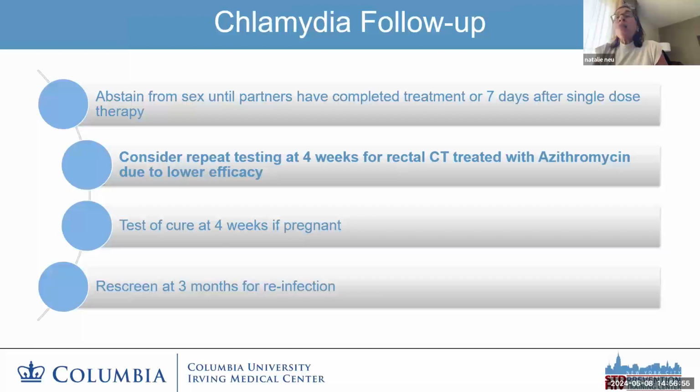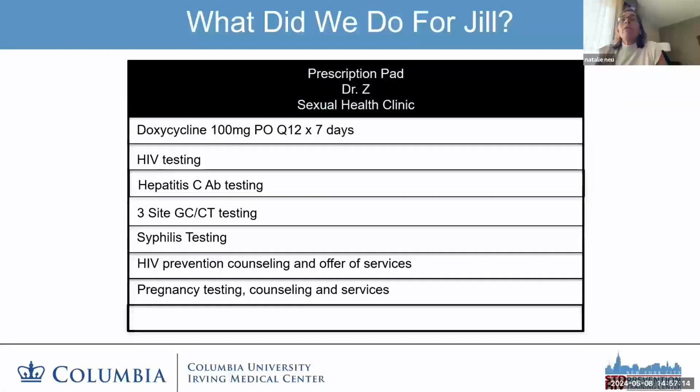So again, the same follow-up is really important for you to have. No sex for 7 days, repeat testing in 4 weeks for pregnant folks, repeat in 4 weeks if you're using azithromycin for rectal chlamydia because it's not recommended, and then 3 months for everybody to test for reinfection. Next slide. You gave her doxy, you did all your testing, and hopefully she'll follow up. Next slide.